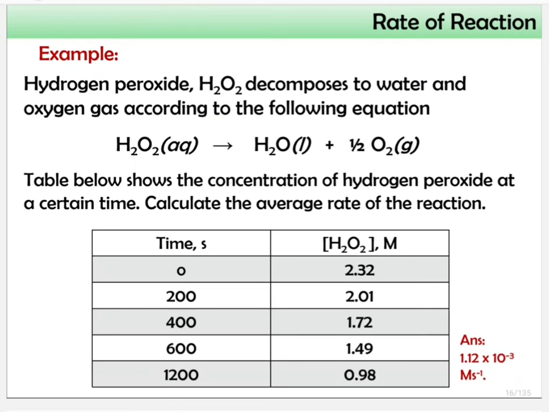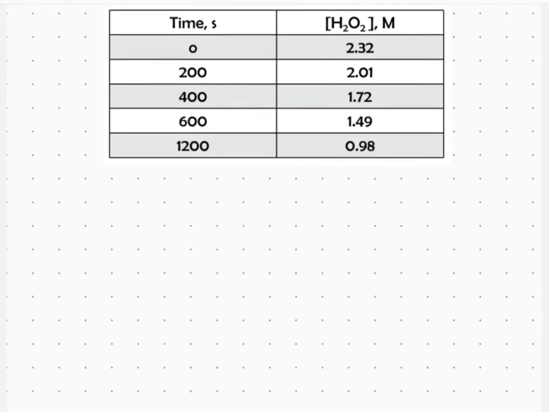Untuk lebih faham, kita tengok satu example. So this is the reaction for hydrogen peroxide. Okay. Where it decomposes to produce water and oxygen. Okay. So, kita ada satu table, shows the concentration of hydrogen peroxide at a certain time. So, daripada soalan ni nak apa? Average rate for the reaction. Okay, jadi kita diberi H2O2. So, ini table, copy dah kat sini.